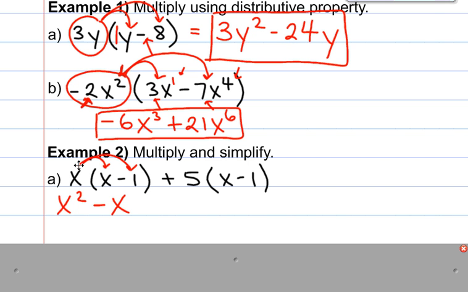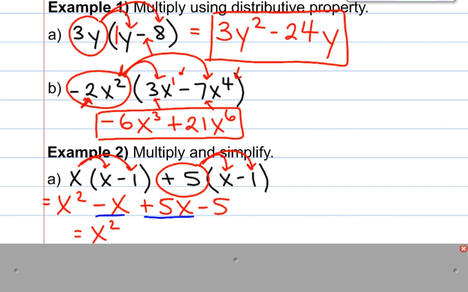Then over here, I have the plus 5, which gets distributed. I circled the plus because if that was a minus, you'd have to pay attention and change the signs. So plus 5 times x is plus 5x. And then 5 times negative 1 is negative 5. Now you have to look for like terms. For x squared, there's no other x squared, so that's just going to stay x squared. And then you have a negative x and a positive 5x.